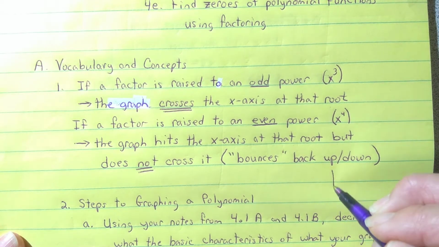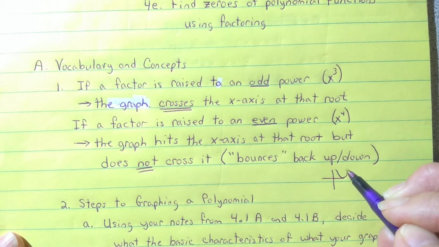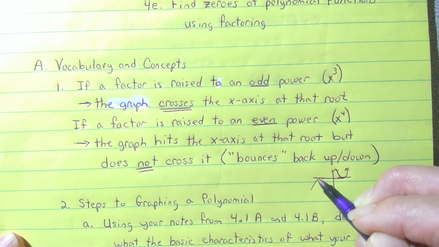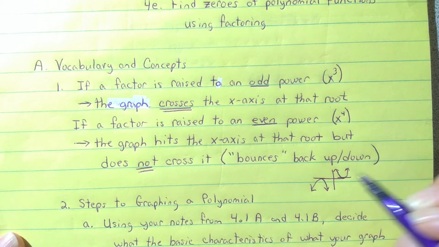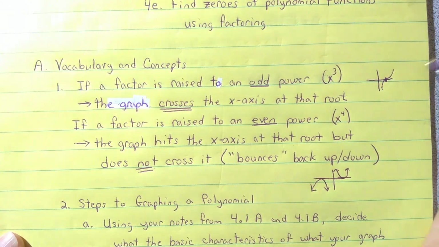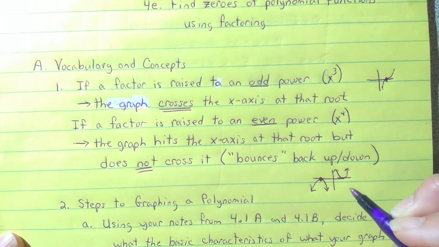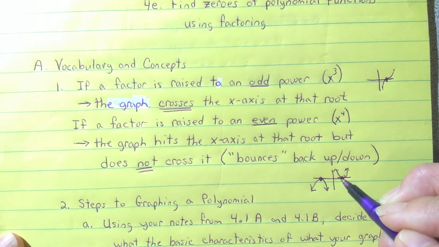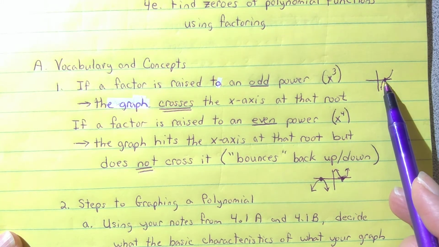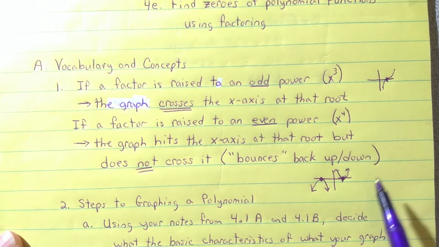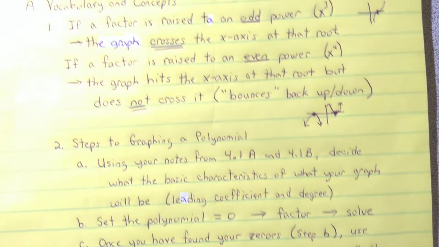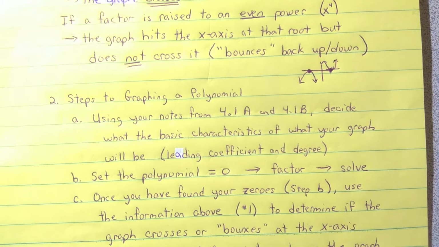So it hits the x-axis and bounces up. It could also hit the x-axis and bounce down. So this one crosses the x-axis. This one hits it and bounces down, or hits it and bounces back up. It does not go across. Odd powers go across. Even powers bounce. So that's the first new concept. Steps to graphing a polynomial.